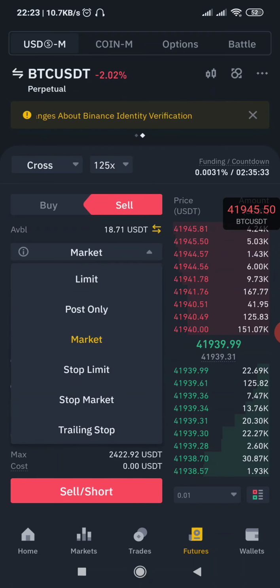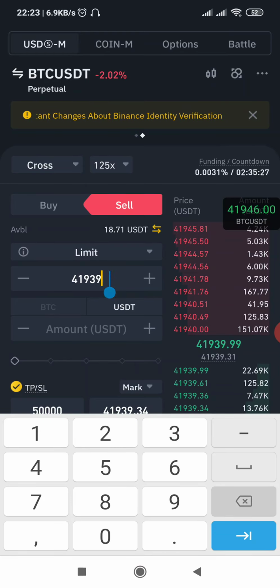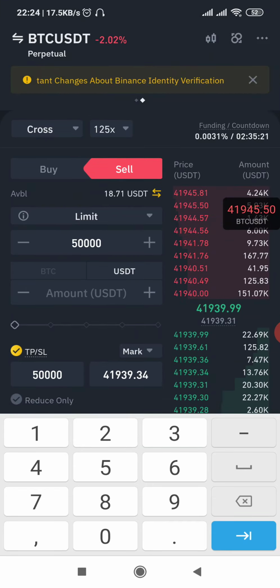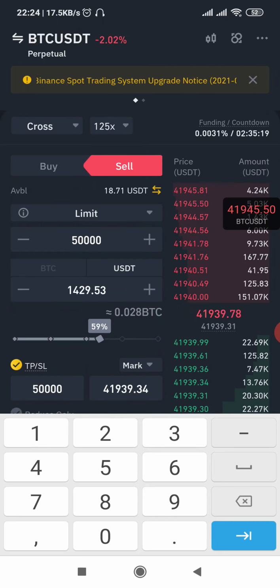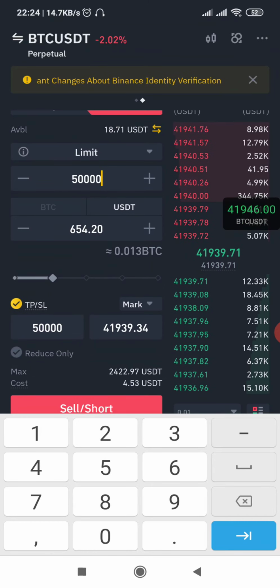You can choose to do limit. If you are doing limit, that means you are selling at a price higher than the current price. Then you put the higher price. Let's say I want to sell at 50,000. I can put it here. Then you can slide the amount of your capital you want to use. Let's say I want to use 27% here.